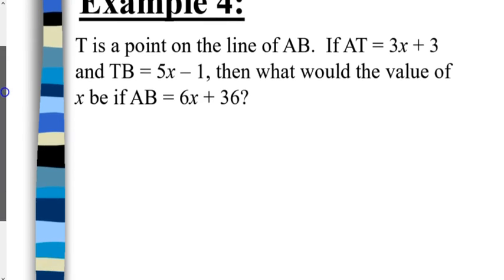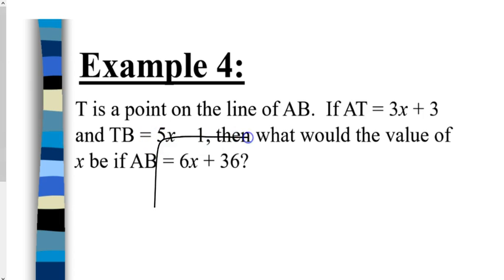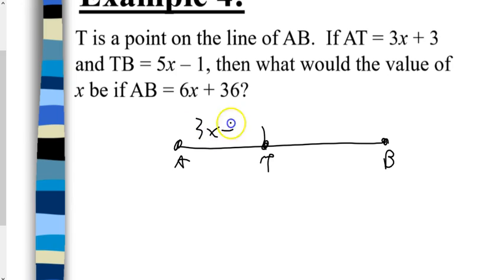Okay, next example. No drawing this time. T is a point on line AB. Board is way off today. Being troublesome. So here's A, here's B, and you put T wherever you want. Okay? Doesn't matter. There's T. Horrible T. Now it says AT is 3x plus 3. That's this section right here. And TB is 5x minus 1. That's this section right here.